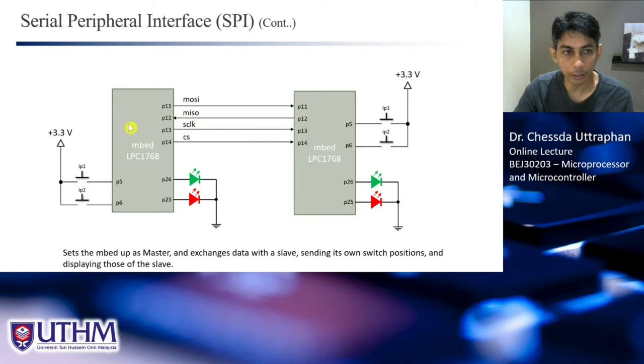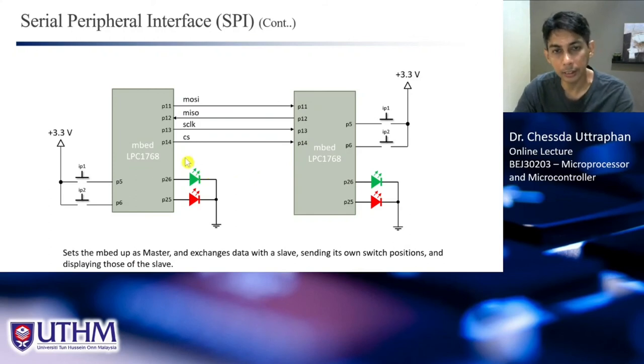And if we set this one as a master, we can see that master out is this line from here to here. Slave in is, yeah, master in is this line from the slave to the master. And the clock is from the master. So this is the clock, and the chip select is also generated from the master. This is the chip select.